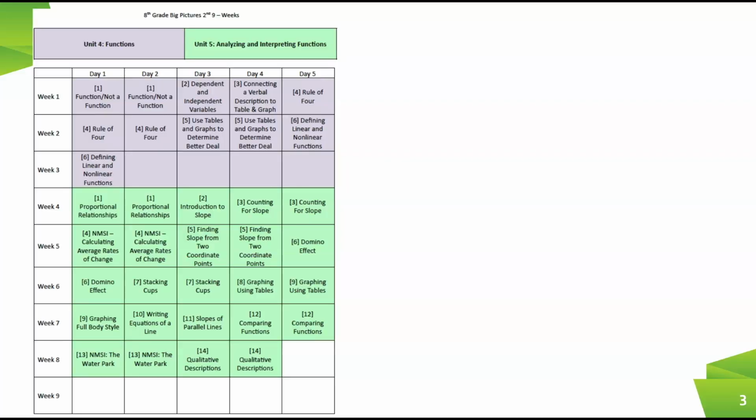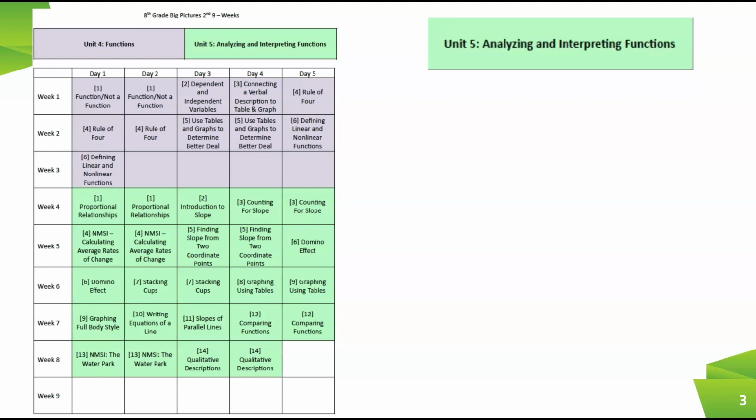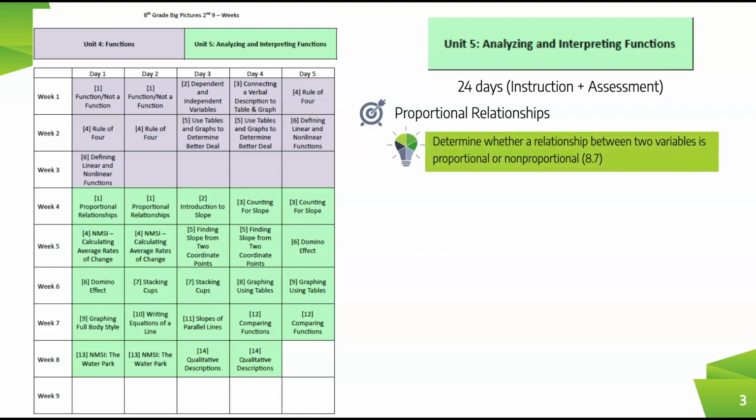The second unit of the second 9 weeks is Unit 5, Analyzing and Interpreting Functions. This lesson is 24 days. We begin with proportional relationships.